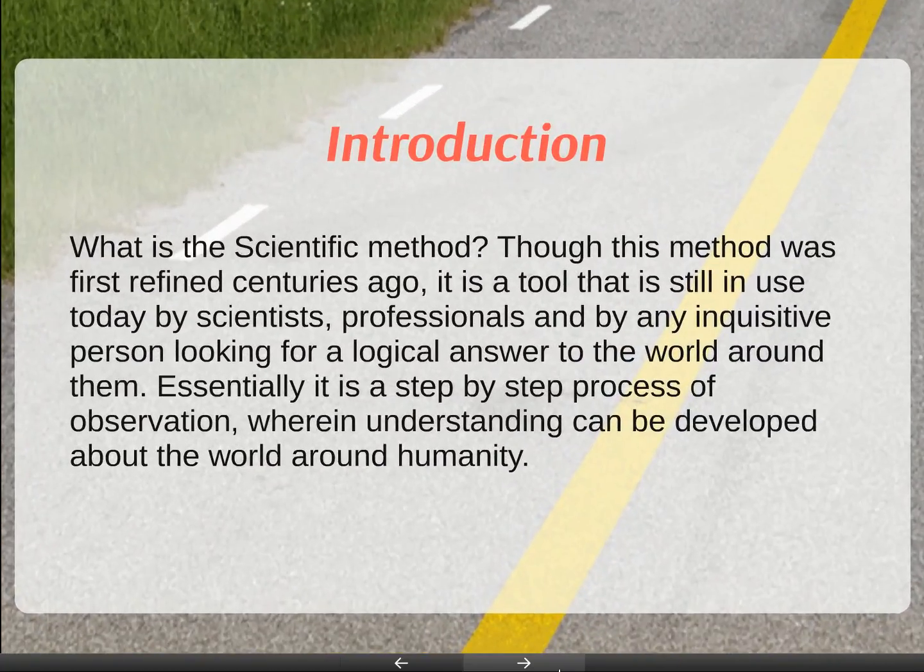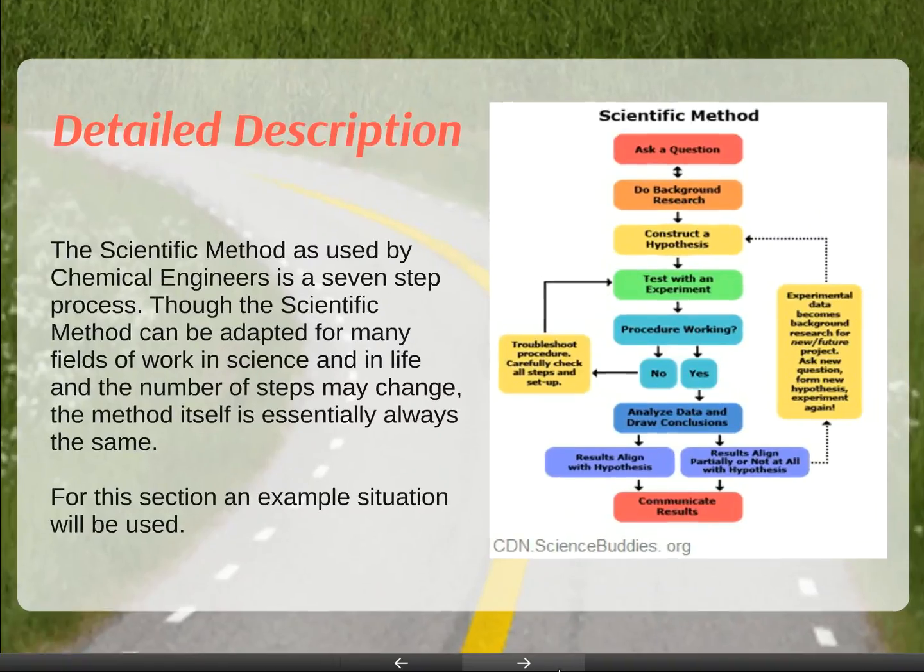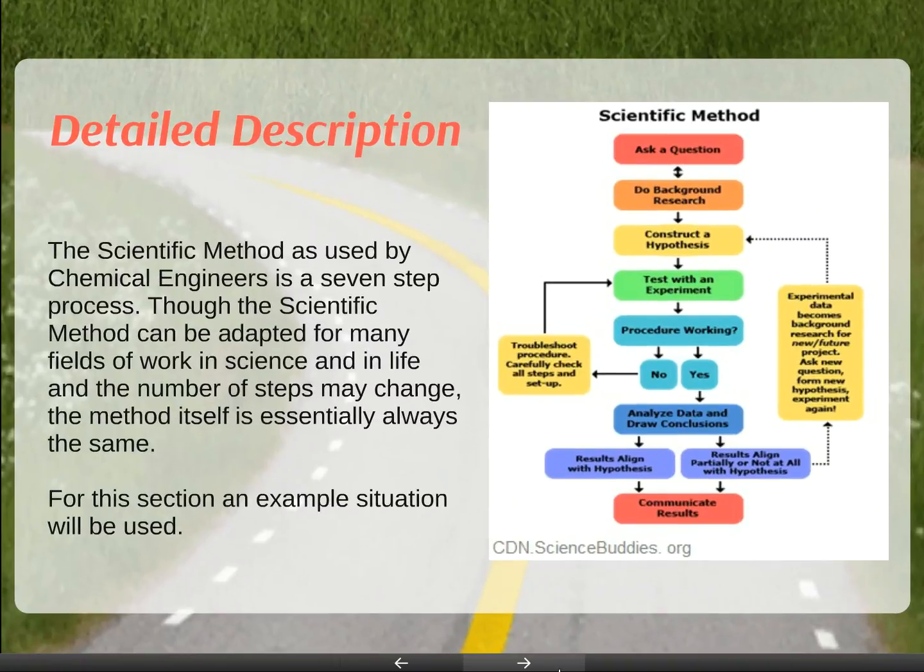What is the scientific method? Though this method was first refined centuries ago, it is a tool that is still in use today by scientists, professionals, and by any inquisitive person looking for a logical answer to the world around them. The scientific method, as used by chemical engineers, is a 7-step process.